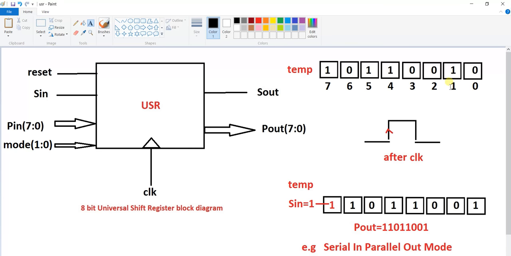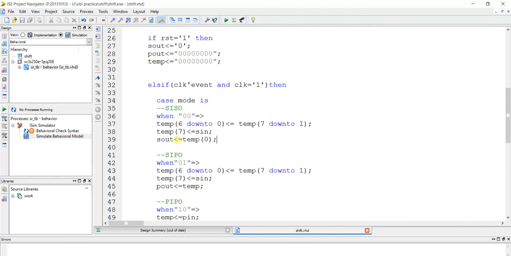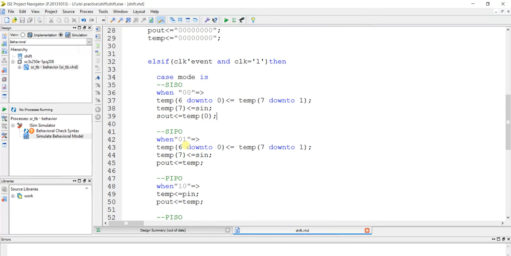If I am using serial input serial output, the data which is at temp 0 position will be my output. So I am loading S out with the data at temp 0 position. This is serial input serial output mode.